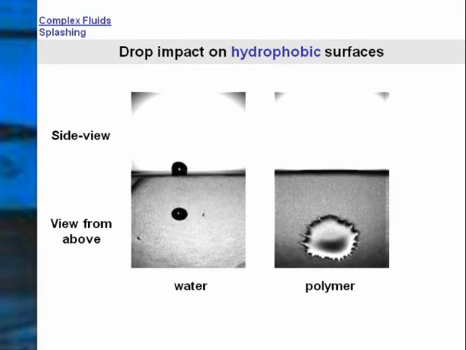Here is a good example of how important viscoelasticity can be in a practical application, like the delivery of a water-based agricultural chemical to the surface of a plant.